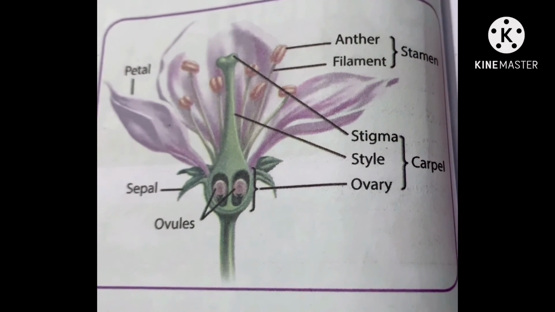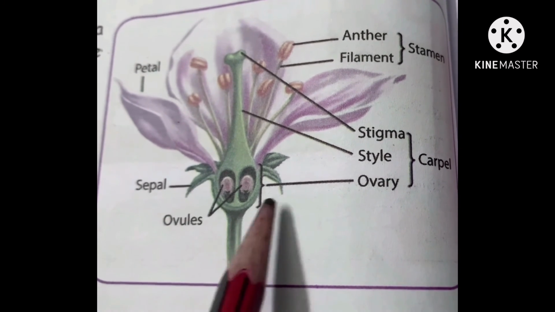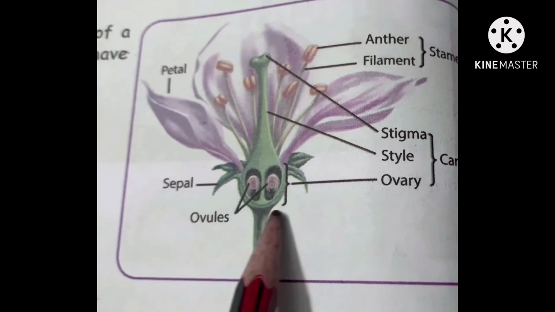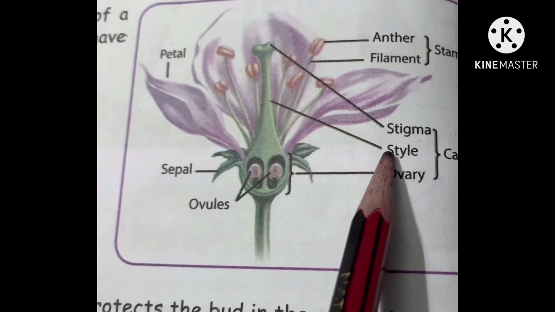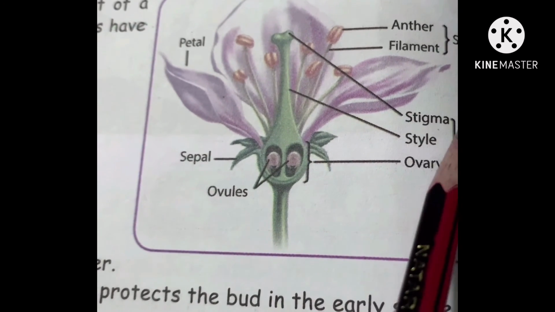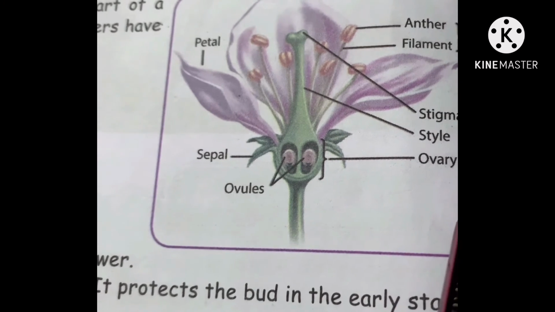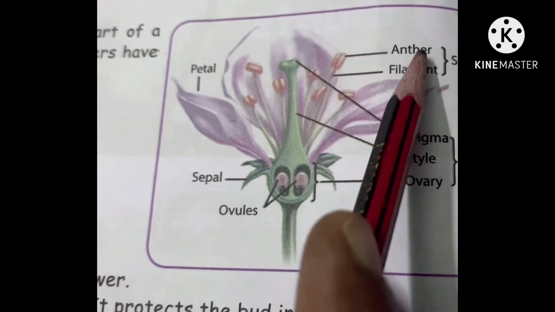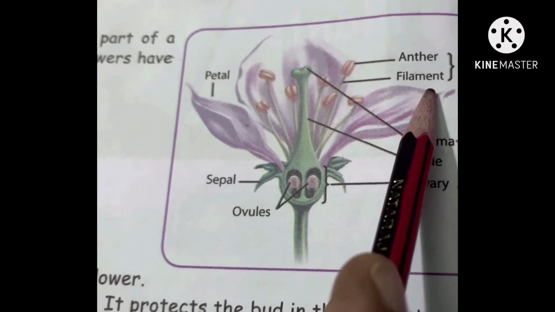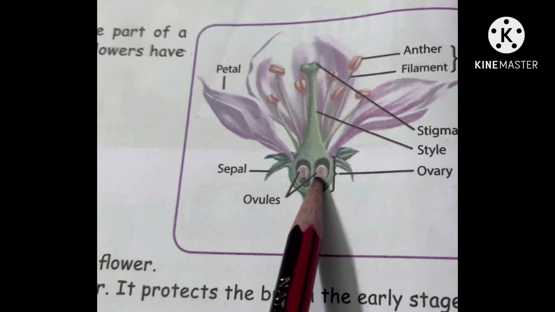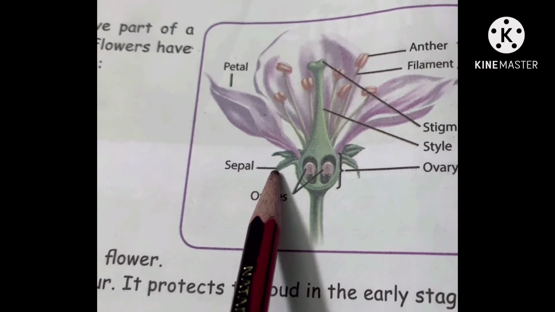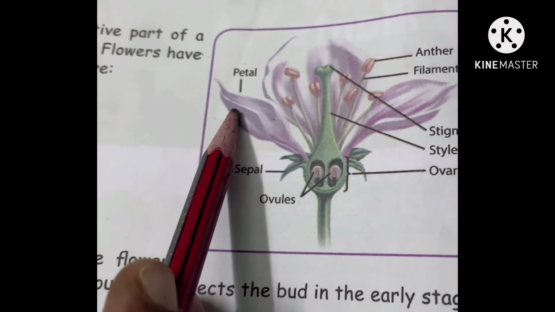Draw the picture of a flower and label the parts. Students, we have to draw the hibiscus flower and then mark the parts for this question. So this is ovary, this part is style, this part is stigma. So style, ovary, stigma together is called carpel. This part is anther and this part is called filament. These two combine together to form stamen. See students, you can see the ovules. So this is sepal and then this is petal.